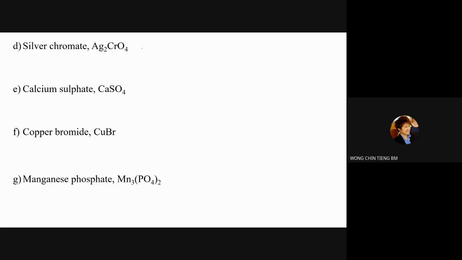And kat sini tak ada apa, saya bagi KSP je lah. Your KSP over here will be your concentration of Ag plus kuasa 2, CrO4 2 minus kuasa 1. Setuju? Buat dah? Okay? Buat tak?